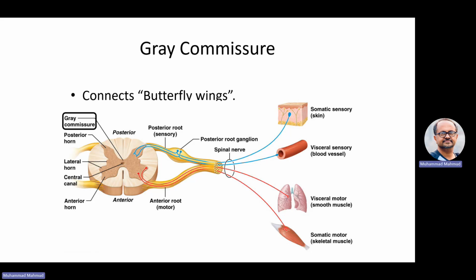Then we have gray commissure. You see the butterfly. If you think about the middle part, on both sides we see the wings, and the wings are connected by this gray commissure. Okay, so just remember, gray commissure is the connection between the butterfly wings.